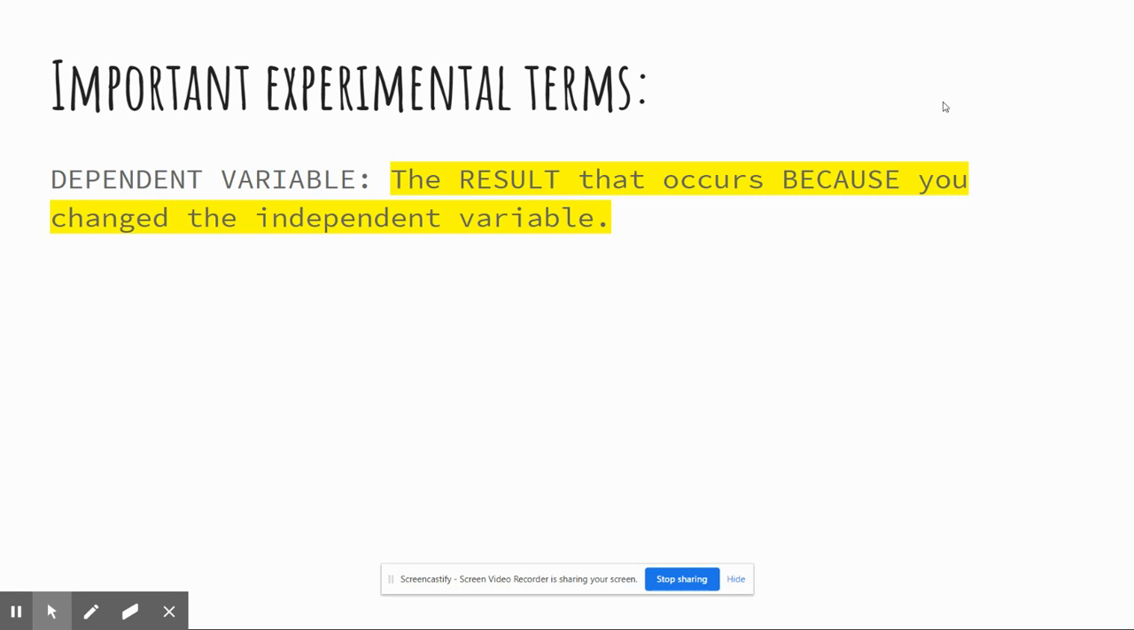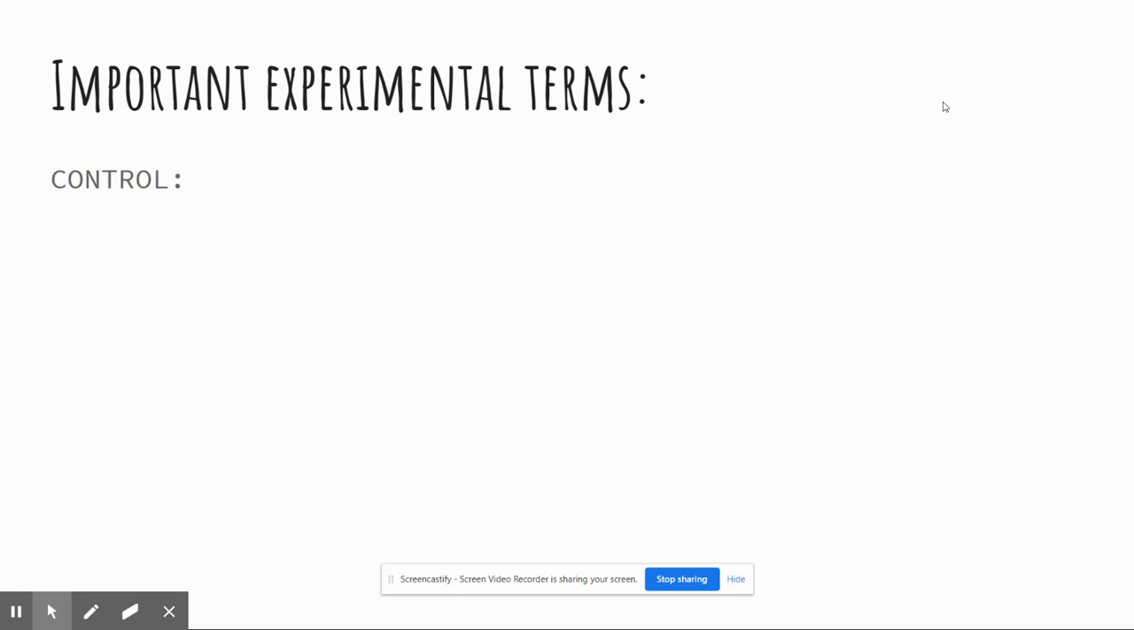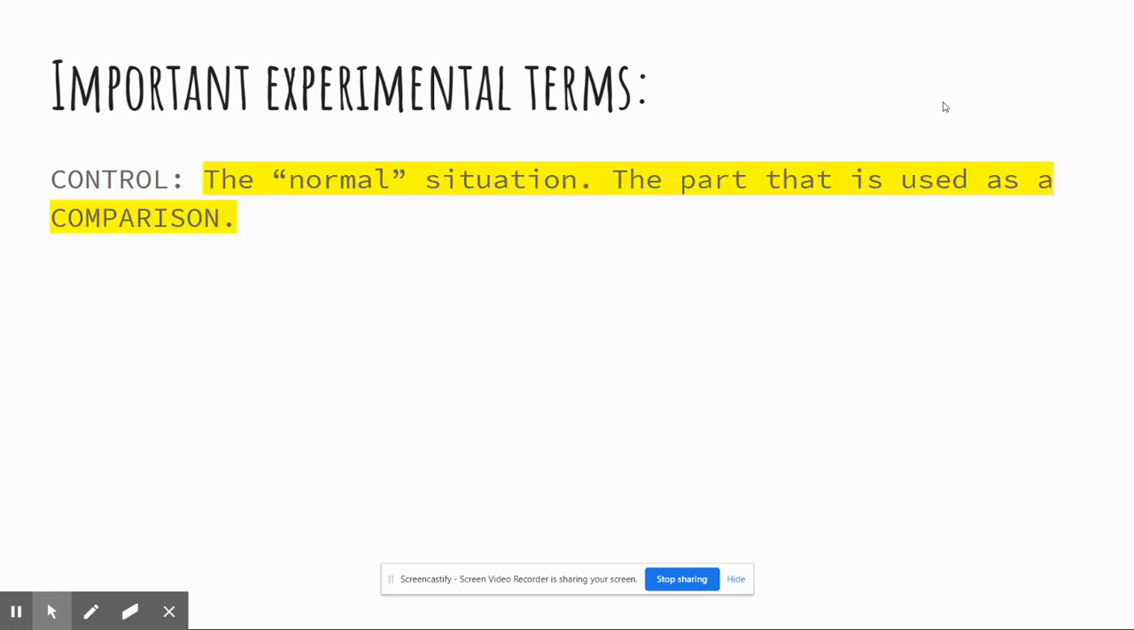Another important experimental term is your control. The control is kind of hard to explain. I would say it's the hardest of all of the experimental terms to explain to someone. The way that I typically think of it and can best explain it is that it is the normal situation. And we use it as a comparison. It's important to have the control so that, like I said, you can use everything else to compare it to as a basis, but it is whatever situation seems the most normal. And we'll look at some examples of what that really means in a little bit.